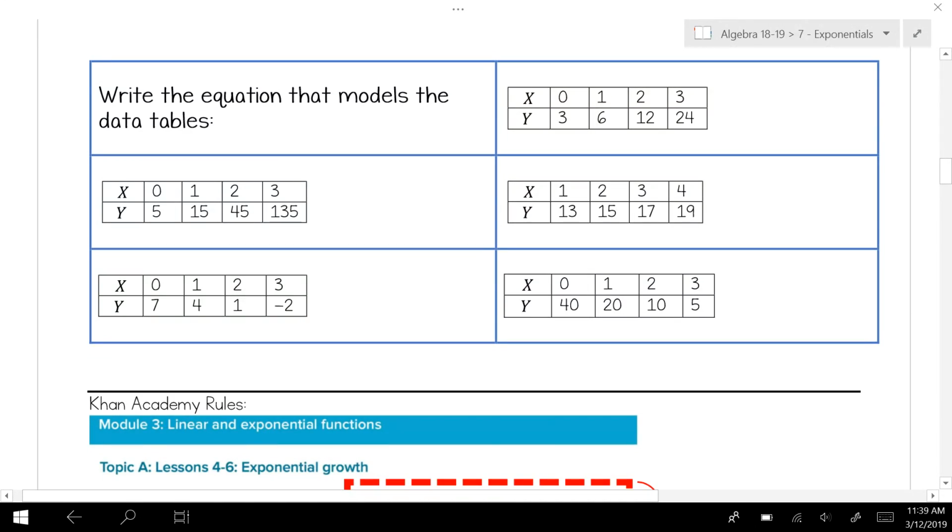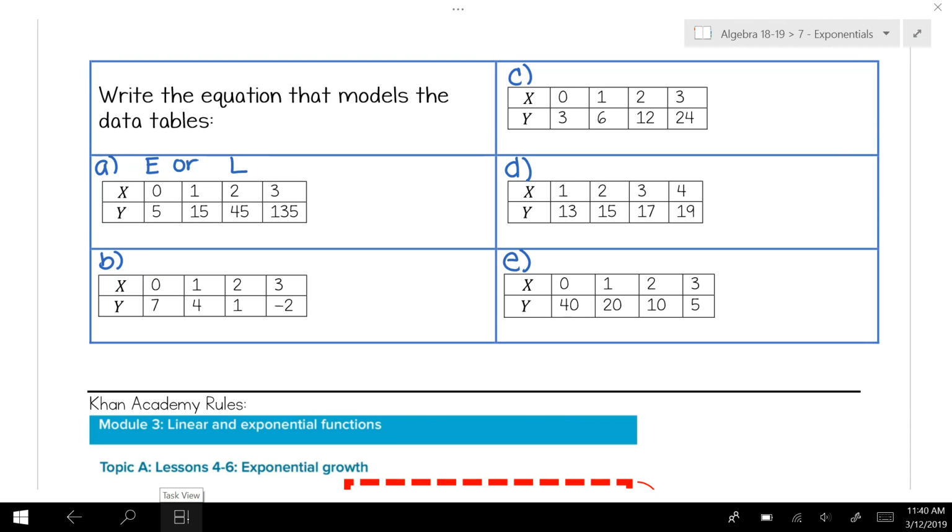All right, so what I'd like for you to do, I'm going to label these A, B, C, D, and E. And I would like for you to decide if they're exponential or linear. You don't have to write the equation. Just decide, are they exponential or linear first? And then we will try to write the equations.